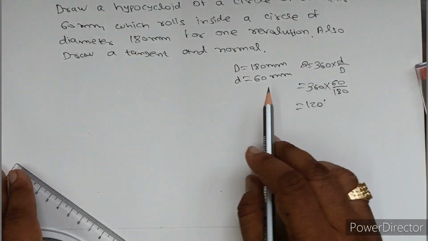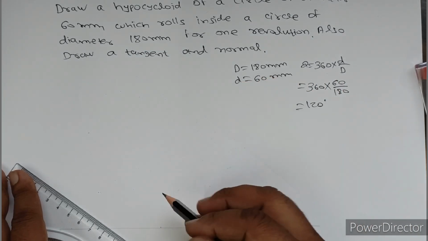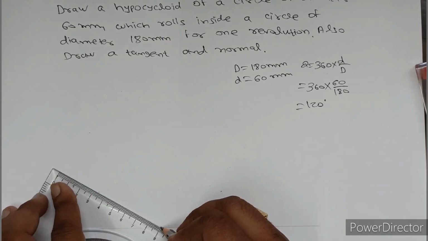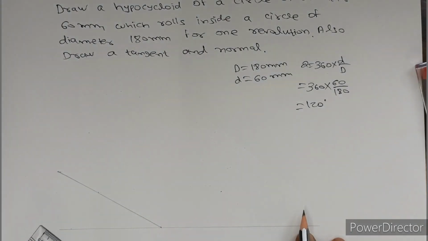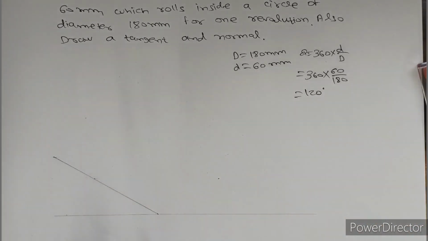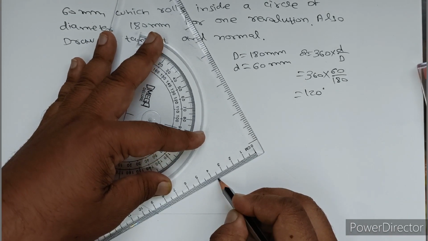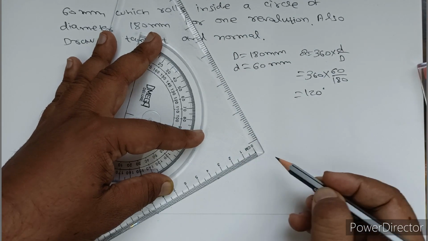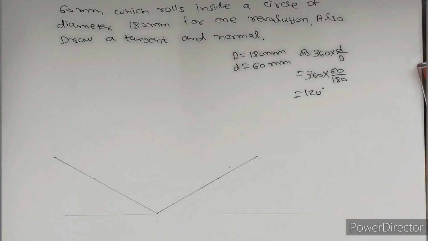Now students, capital D is 180 mm. So what is the radius of it? It is 90 mm. So you have to draw a 90 mm line. Is this clear? From here you also have to draw a 90 mm line. This is clear students.